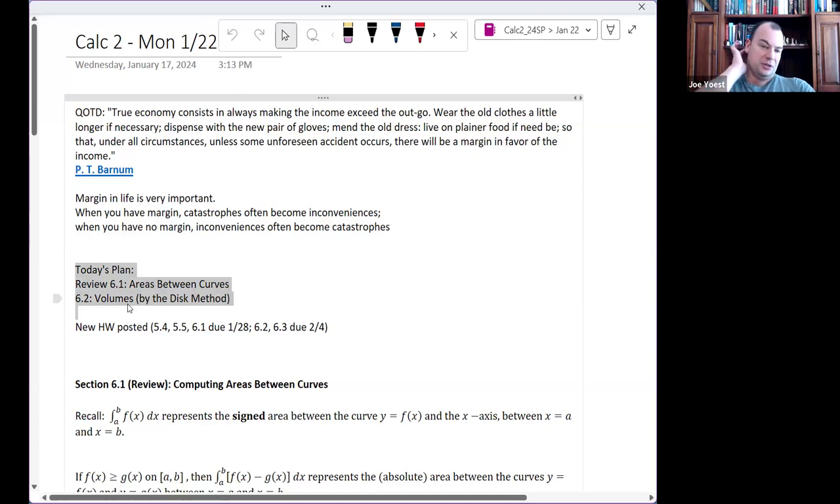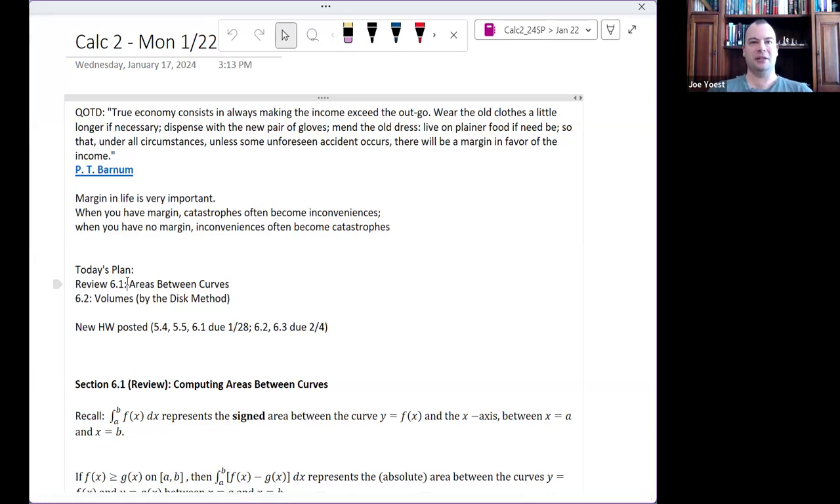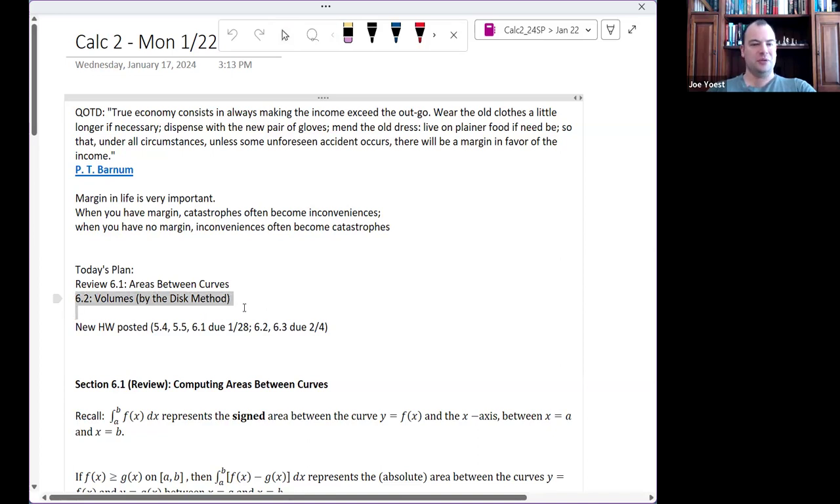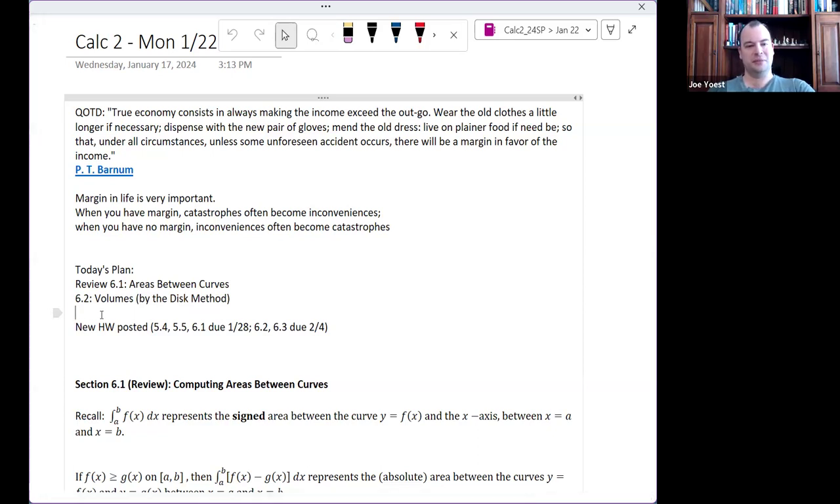The plan for today is to review 6.1. So you should have reviewed chapter 5 already, so some of that material from Calculus 1 going up through the basics of integration. And then Calculus 1 typically does cover areas between curves as an application of integration. So we'll review that and then move on to finding volumes by the so-called disk, or sometimes called the washer method.